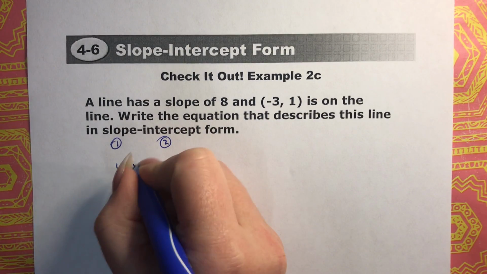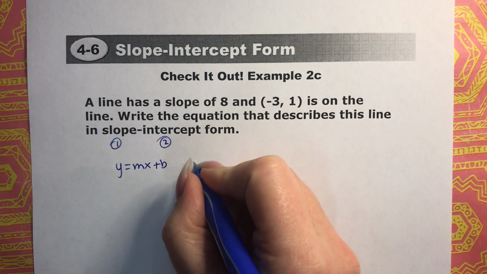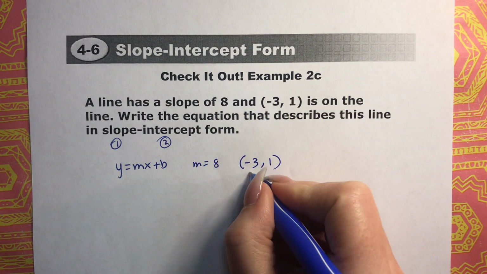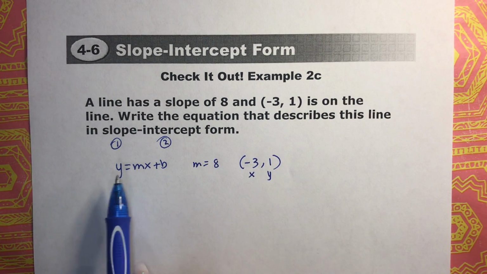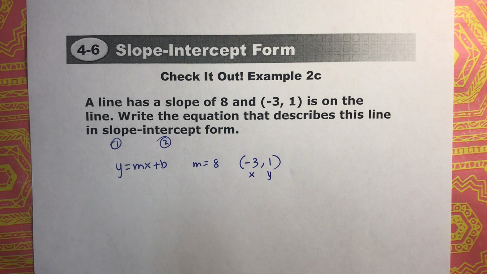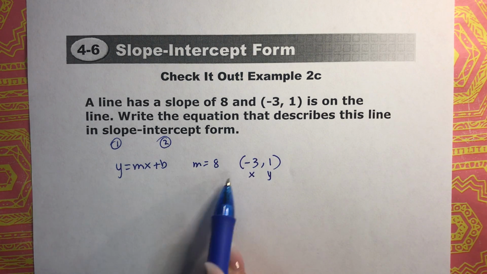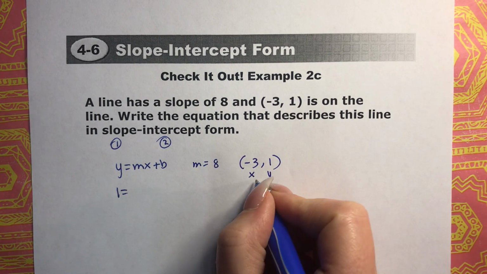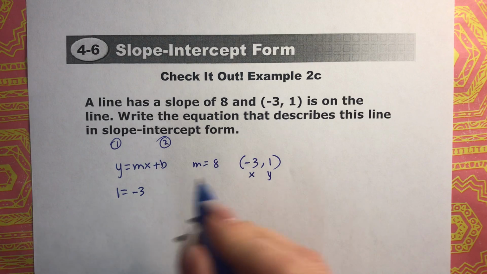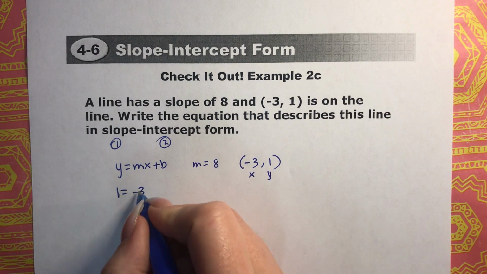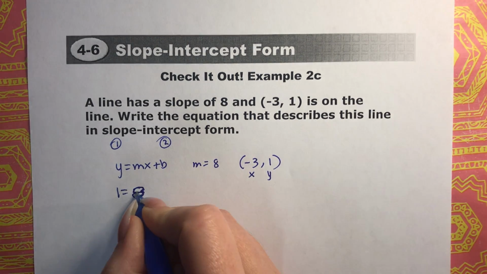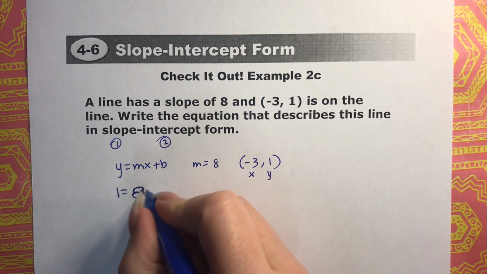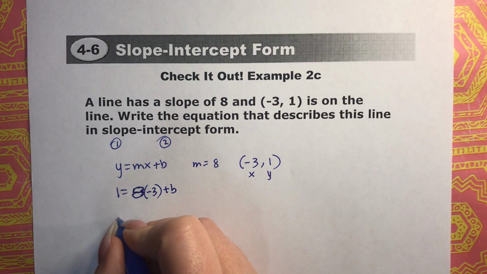So y equals mx plus b. We know that the slope is equal to 8, and we have a point. So we know that this point is x and y. Remember, there's 4 variables. We have 3 out of the 4, so we can substitute these 3 values in and then figure out what b is. So y is 1 equals, the slope is 8, x is negative 3, so multiply that by negative 3 plus b.